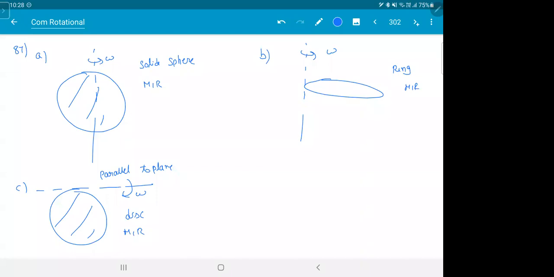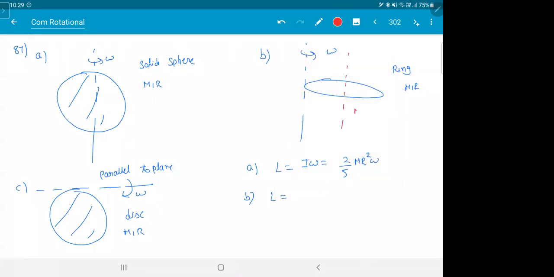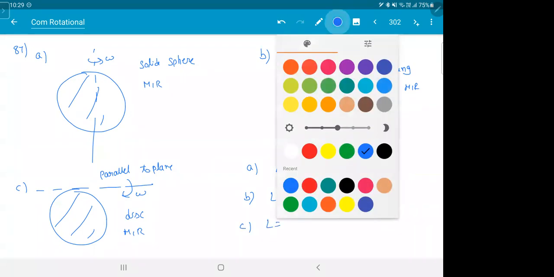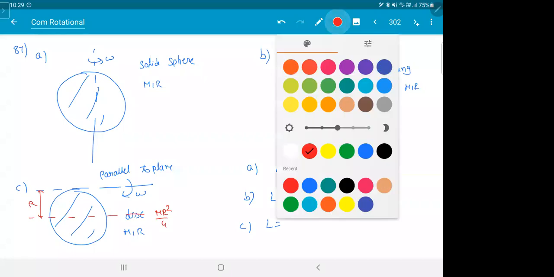Next thing. Answer. The first one, angular momentum will be I omega. What is I? 2 by 5 mr square. So you just need to take I and multiply with omega. What about this thing? This is mr square, no? Parallel axis theorem. So 2 mr square omega. This thing, this is mr square by 4, disk passing through the center and parallel, plus r square, mr square, parallel axis theorem.